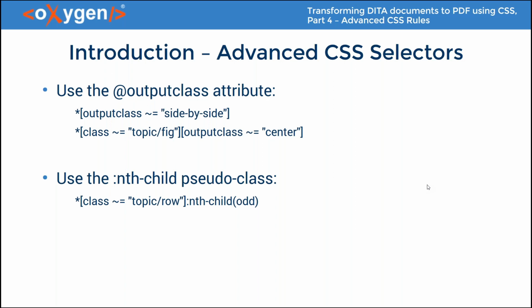You can use the DITA output class attribute to create a subgroup of elements that can be styled differently than the others. Like in the examples below, where I selected all the elements with output class side by side, or all the figures with output class center. Another useful tool for your CSS selectors is the nth child pseudoclass. It allows you to select some elements based on their position. A common example of this pseudoclass is the selection of some rows in a table.